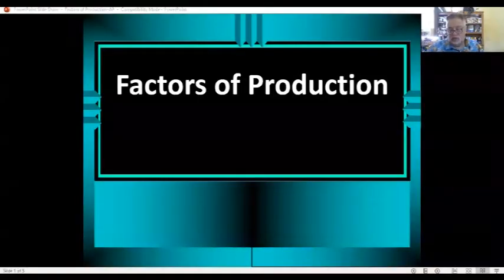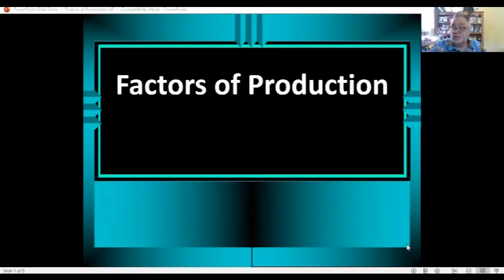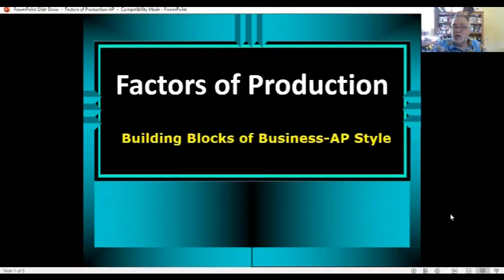Now, there's a graphic representation, which is the production possibilities curve. So here we are with the factors of production. And again, these are the essential building blocks of an economy. And this is, again, stuff that is covered in chapter one of our textbook.